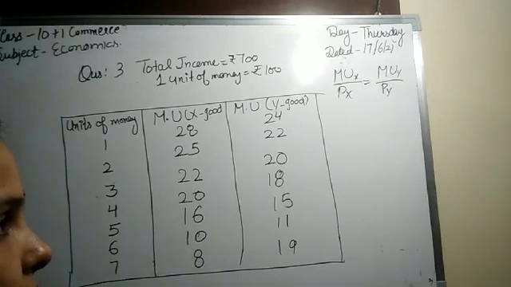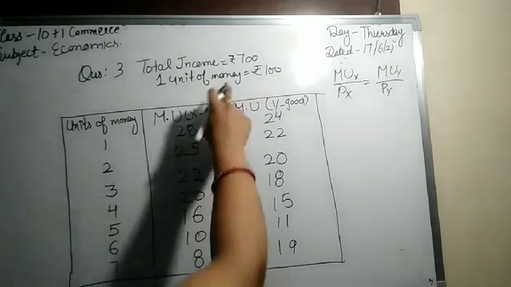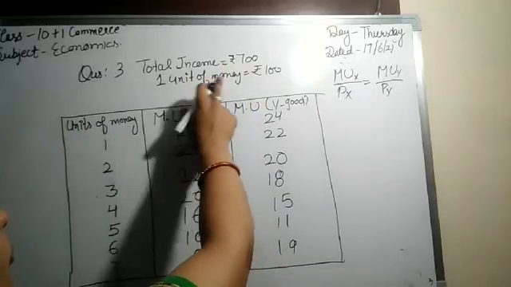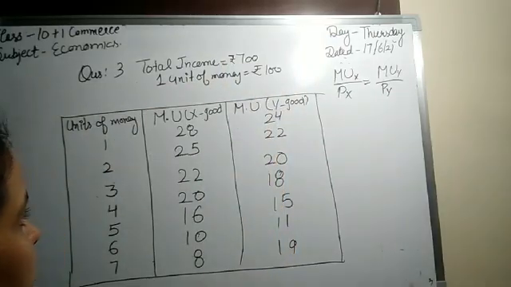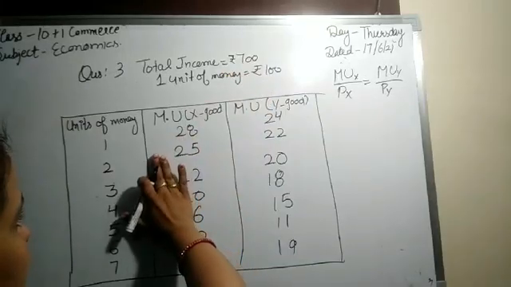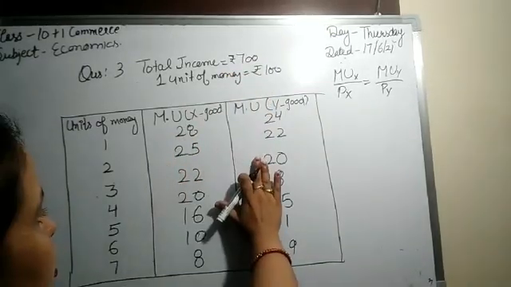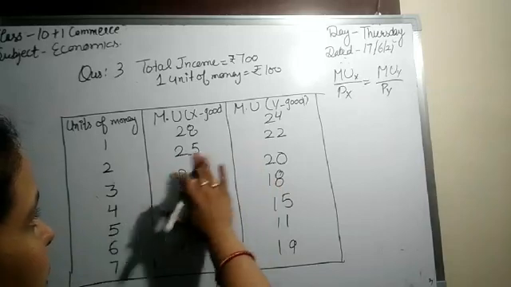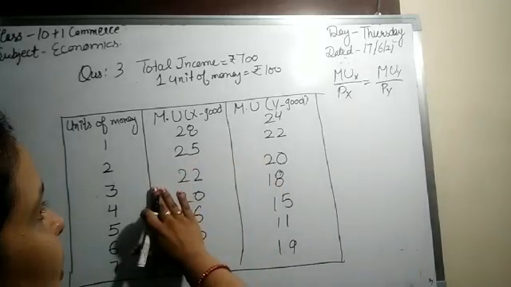We have to assume that we are the consumer. So our income is rupees 700, and 1 unit denotes rupees 100. Now we have to spend all our money, rupees 700, on X commodity and Y commodity so that the marginal utility of both these commodities is equal.